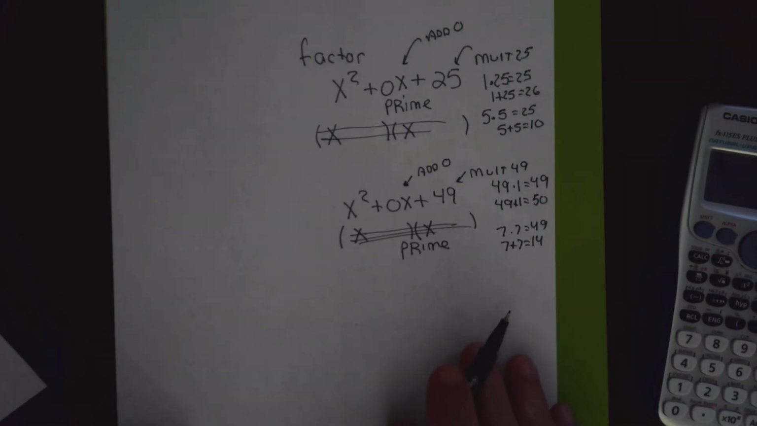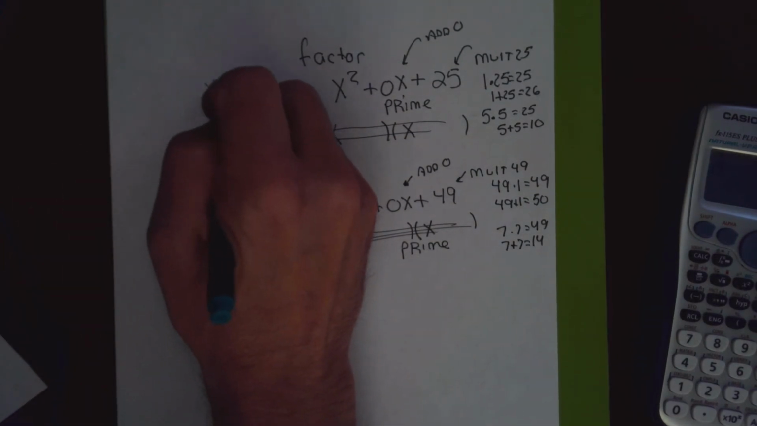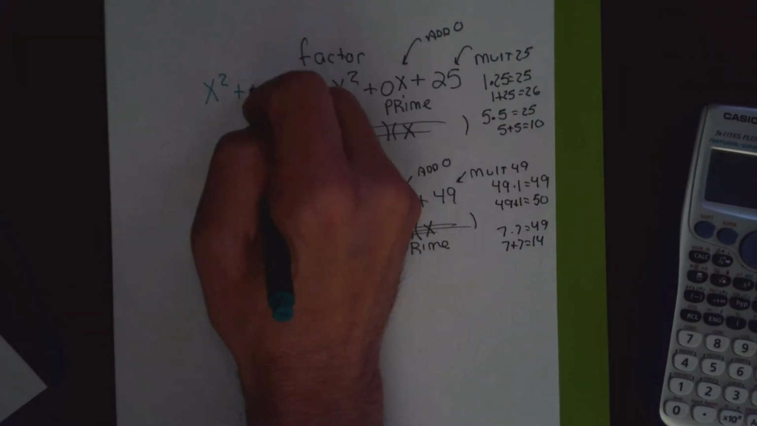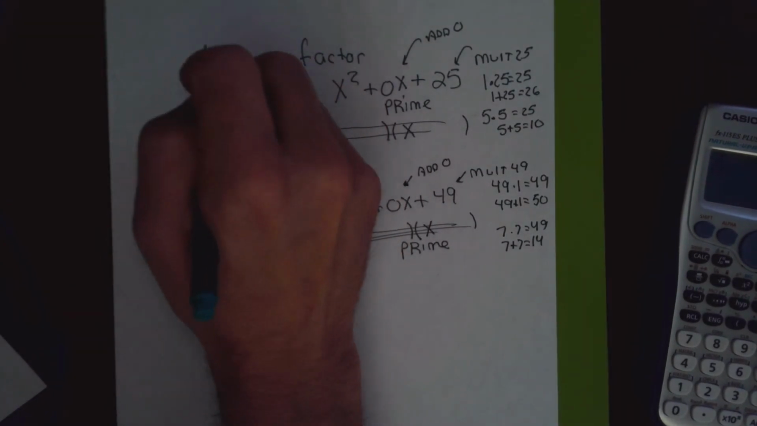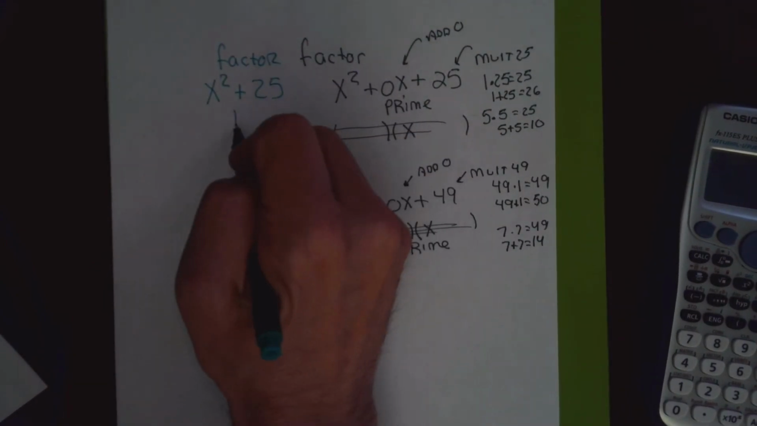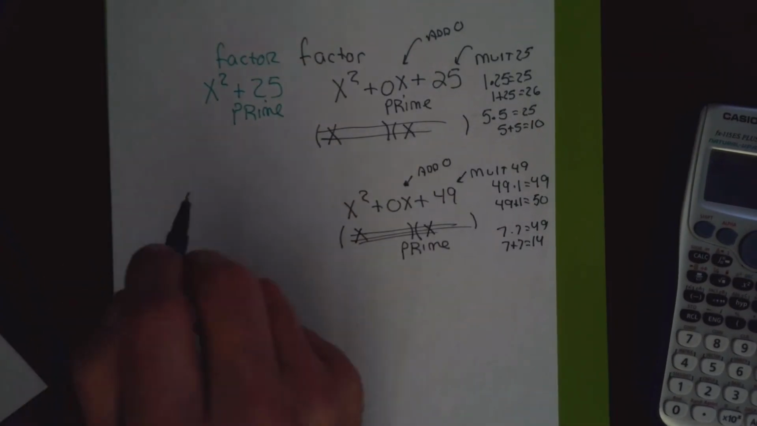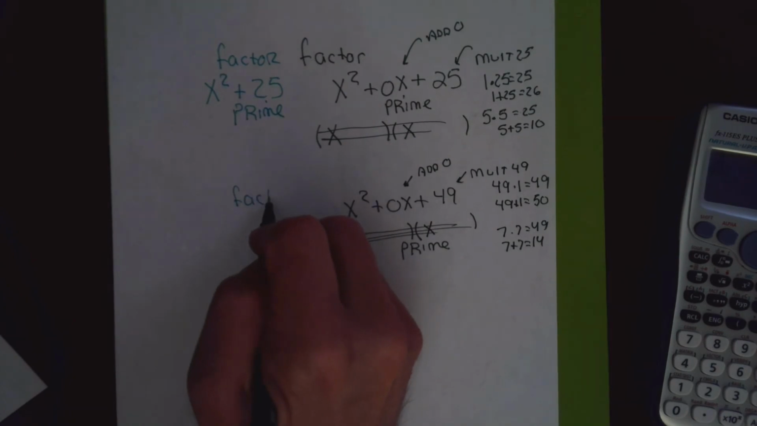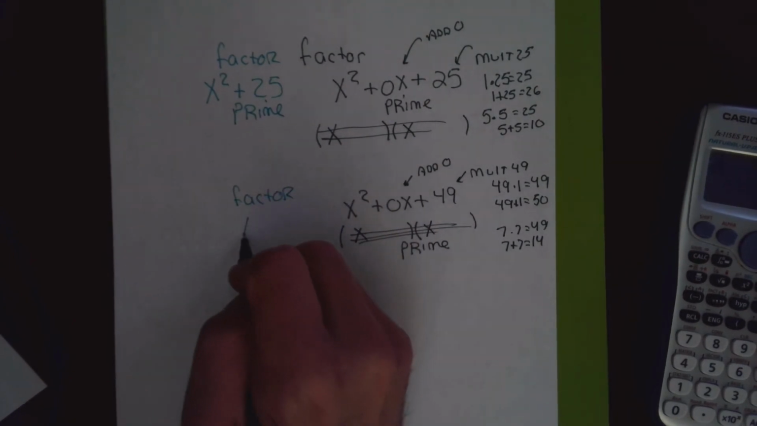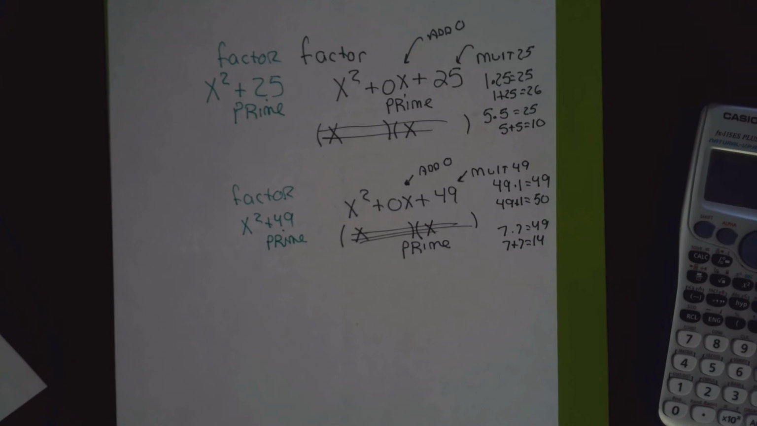So these are trinomials that reduce to binomials. This top problem on this sheet really is the same as x squared plus 25. And so if I asked you to factor x squared plus 25, you'd have to say that it's prime. And the second problem on this sheet is really the same as x squared plus 49. And if I asked you to factor x squared plus 49, you'd also have to say it's prime.